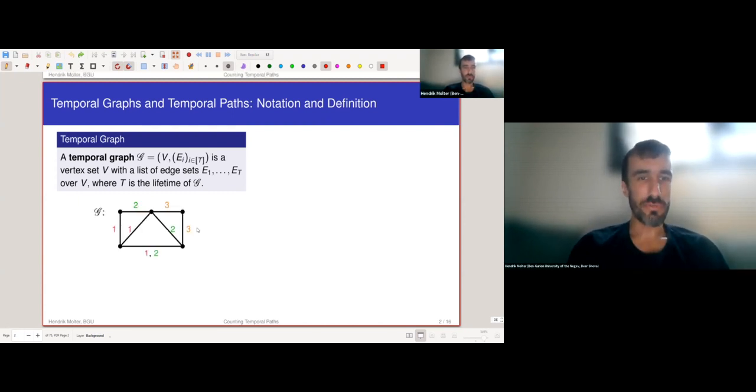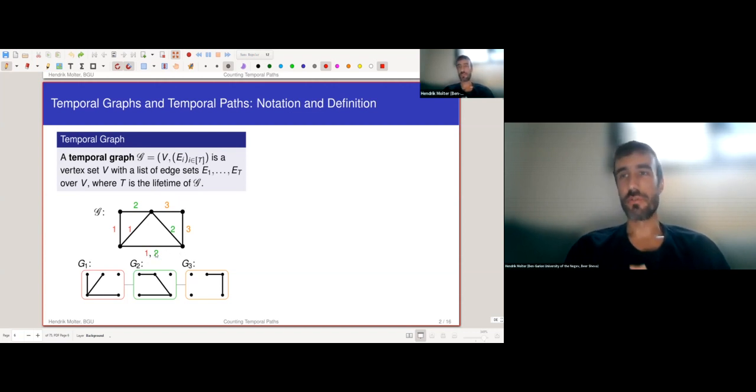So temporal graph, we consider an edge-labeled graph or a sequence of graphs. And I'm also going to call the graph without the labels the underlying graph. In contrast to the previous talk, we go back to the model where we just have a single label, which indicates at which time this edge is active.